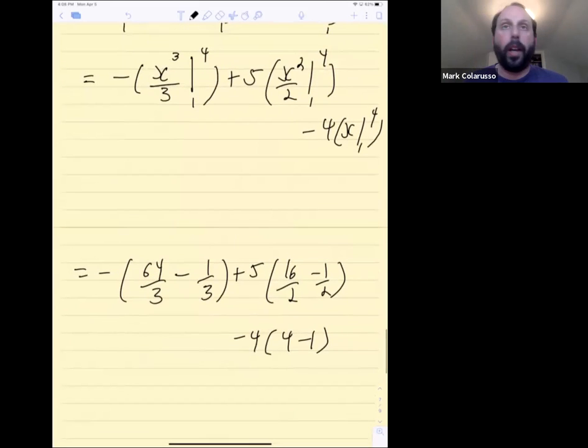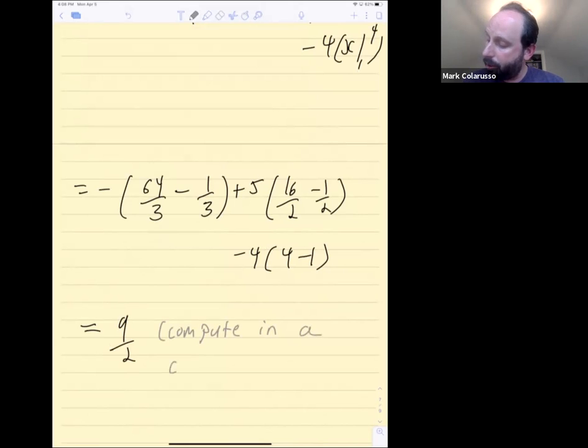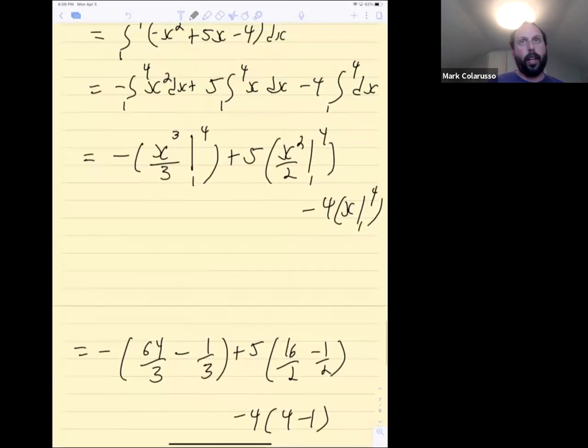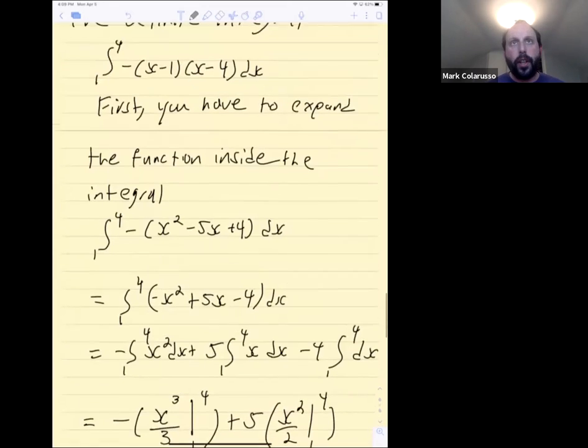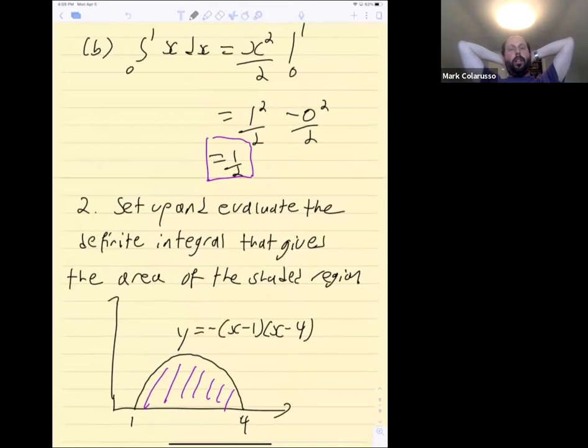Okay, now this is a lot to compute by hand. I won't do it, but if you put it into your calculator, you should get 9 over 2. Okay, so this is something that you would have a lot of difficulty figuring out, this area under a graph, just under this parabola, just using basic geometry. There is a way to do it, but it's really not easy at all.